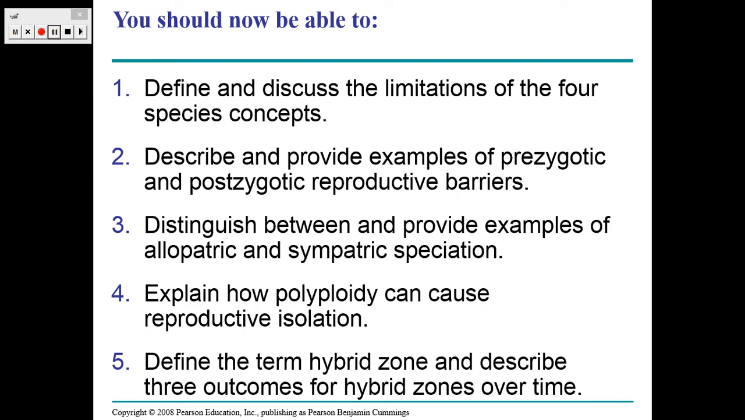That's a really big takeaway from this chapter. And then the polyploidy is also really big in reproductive isolation, especially because that happens a lot. The hybrid zone, and then the three outcomes for the hybrid zones over time.